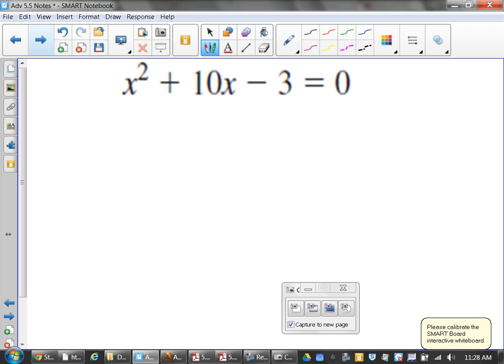How do I move a negative 3? I add it. So I write it out as x squared plus 10x, blank, equals 3, blank. I want to get you in the habit of doing this. Why? I'll show you in a second.